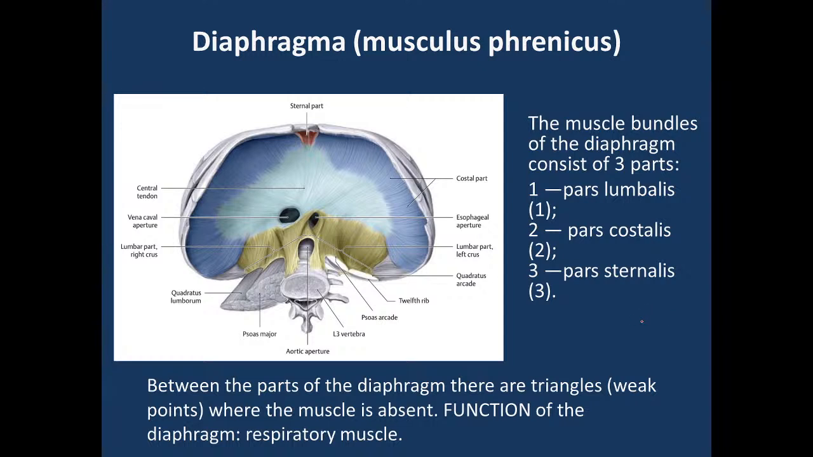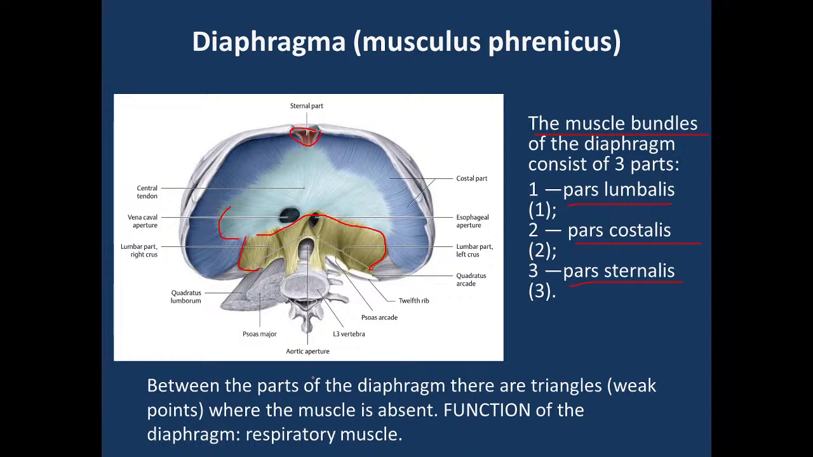And here you see the muscle bundles of the diaphragm, three parts of muscle bundles. The sternal part, or pars sternalis, is red. The biggest part, blue, is pars costalis, because it is fixed to the ribs. And in green, you see the lumbar part, or pars lumbaris in Latin.